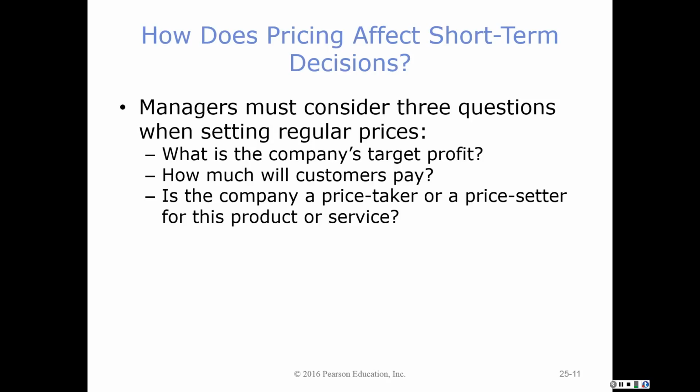So when we're trying to determine how pricing affects our short-term decisions, there are 3 questions that your text says we should consider. What is the company's target profit? How much profit do we want to generate off of manufacturing and selling a particular item? That's great and we need to know that, but we also have to understand how much customers are willing to pay, because if our target profit drives the cost plus that profit up so significantly high that customers wouldn't pay for it, then we can't enter this market.